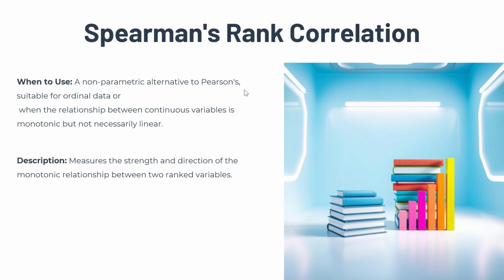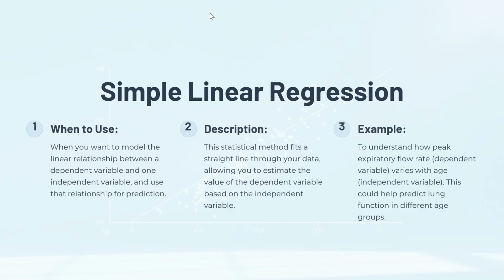Next, Spearman's rank correlation. It is also a non-parametric alternative to Pearson's, suitable for ordinal data or when the relationship between continuous variables is monotonic but not necessarily linear. It measures the strength and direction of the monotonic relationship between two ranked variables.